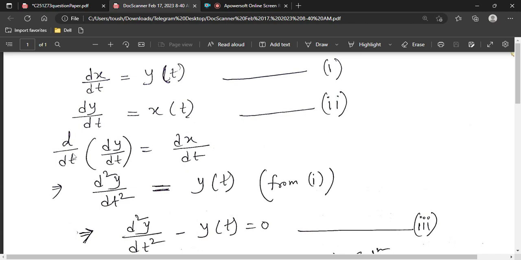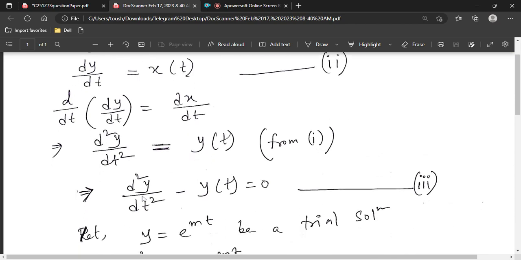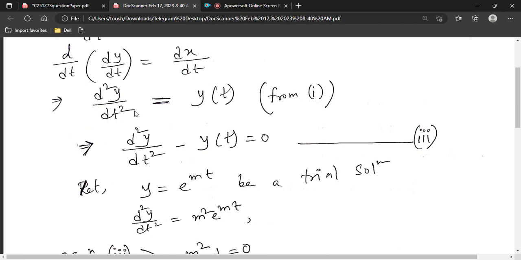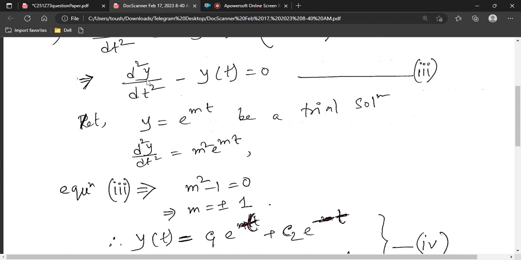If you differentiate with respect to t, you will get d²y/dt² equal to dx/dt, right? But what is dx/dt? See, from the first equation, dx/dt is given as y(t), so write it. Now you have a well-known equation in your hand, that is d²y/dt² = y(t), and you know the solution of it very well. But let me just show you very quickly how you do that.